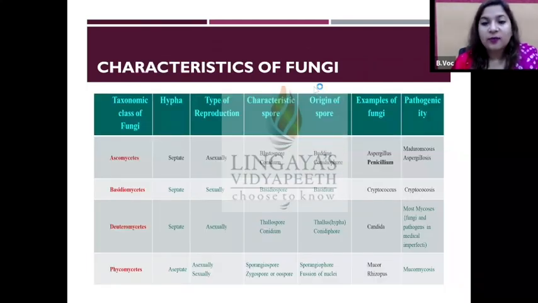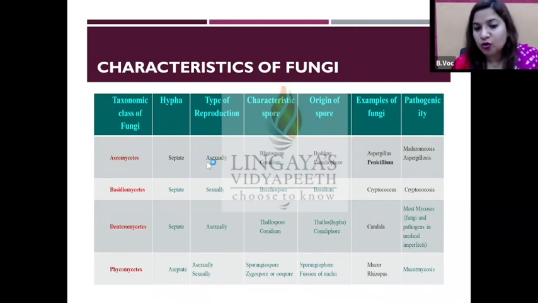Now talking about the characteristics or properties of the fungi. So the ascomycetes have septate hyphae. They reproduce asexually. The characteristic spores are blastospore and conidium. The origin of the spore is by budding. Then the examples are Aspergillus or Penicillium. Next, they cause conditions like aspergillosis or mycetoma.